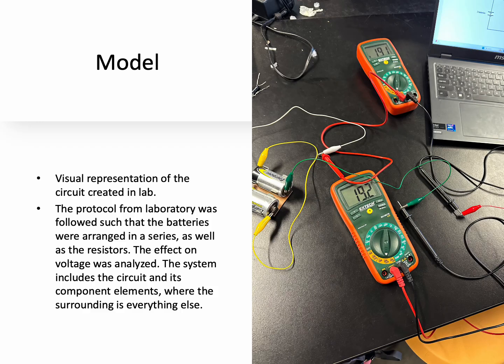That gets into the junction rule, but for this lab we are not looking at that. On the right you can see our setup in the actual lab. It's a little cluttered, but it does create the circuit that we had depicted on the previous slide. The protocol from the laboratory was followed such that the batteries were arranged in series, so their potentials add, which makes 1.5 times 2, which is equal to 3. This is the same for the resistors. The effect on the voltage was analyzed using the two meters that you can see. The system will include the circuit and its circuit elements, where the surroundings will be everything else.